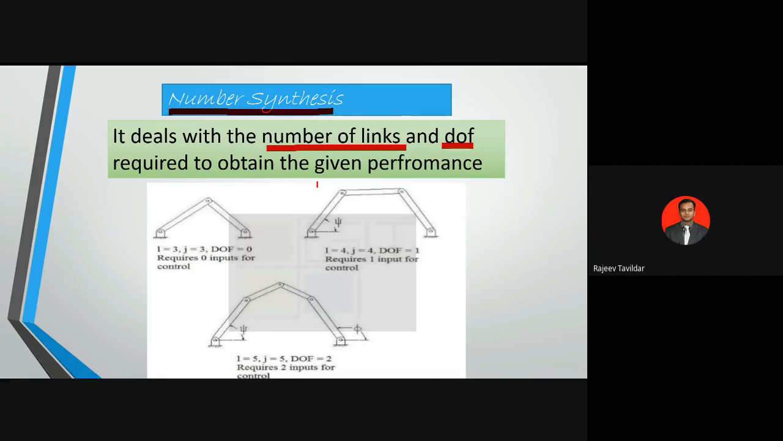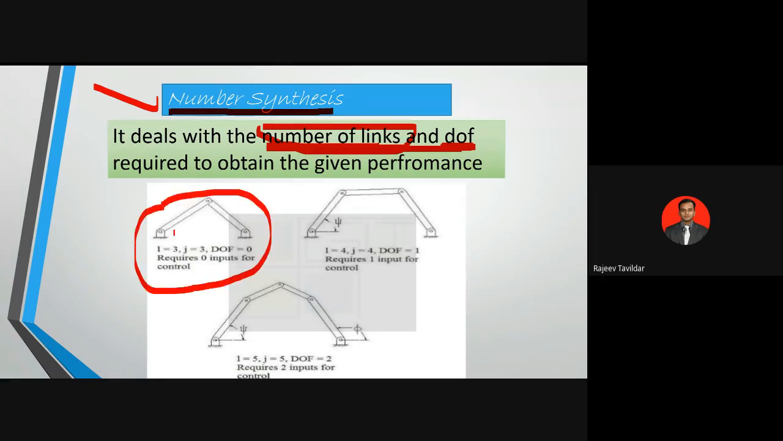Depending upon the application, if the mechanism has to move only a shorter distance, I need not have 18 links. I can have the same Scissor mechanism with only 6 links also. So there the number of links comes into the picture. Similarly, we also have to choose the degree of freedom. Wherever we are making these two choices, it is known as number synthesis. Just for example, over here in the first case, the number of links is 3, that is, one is fixed.